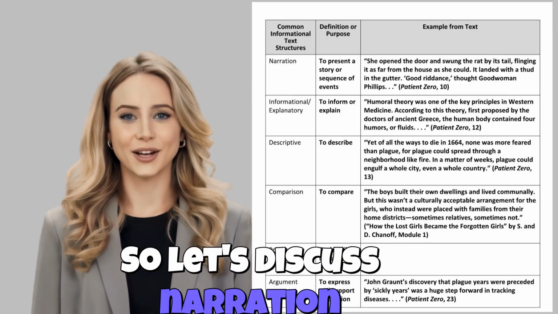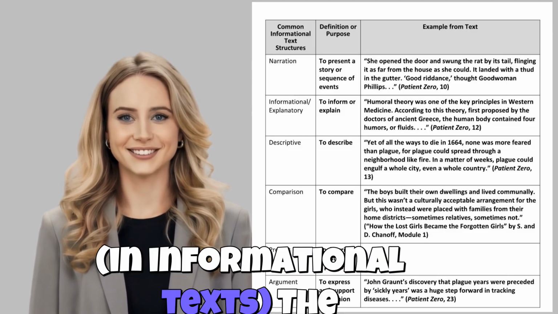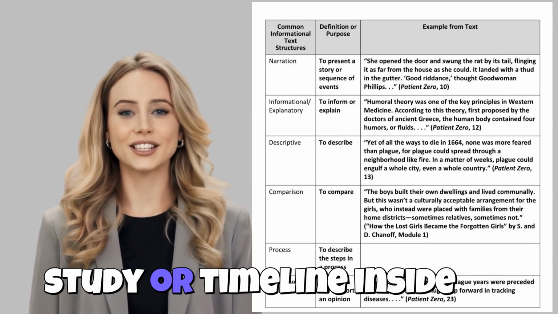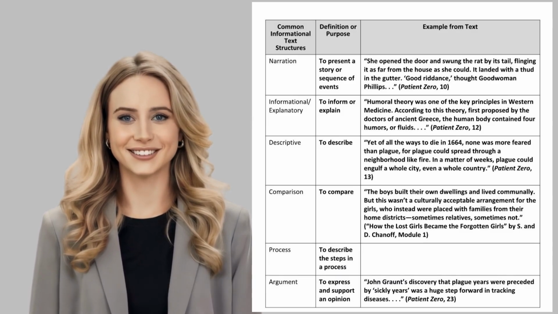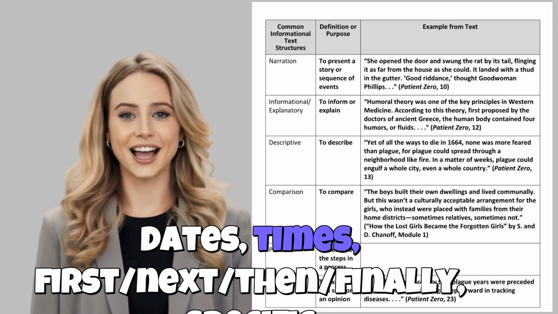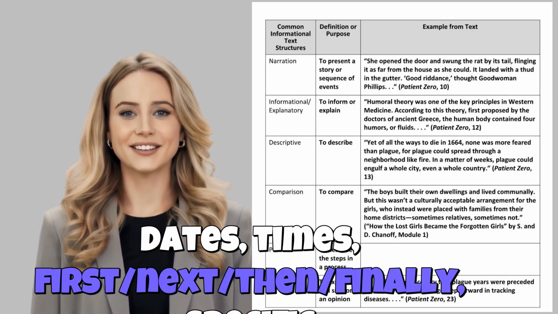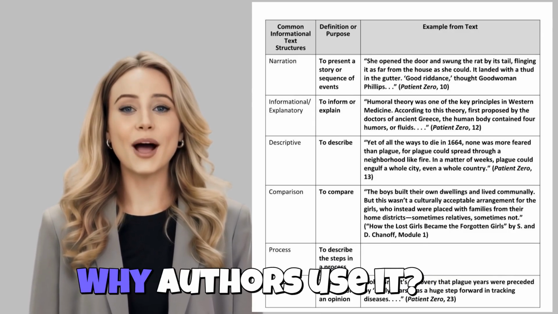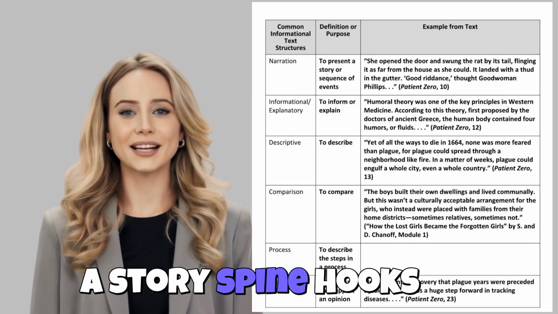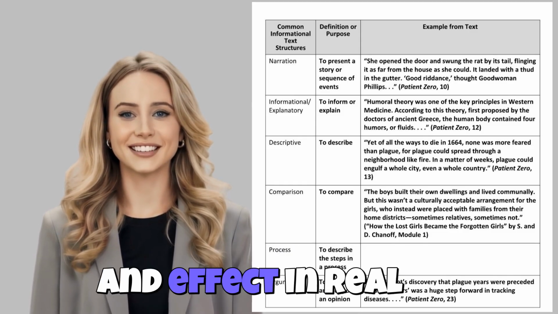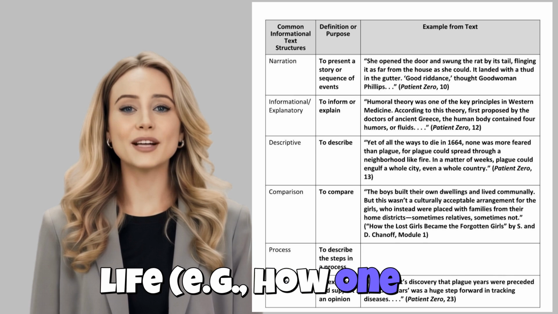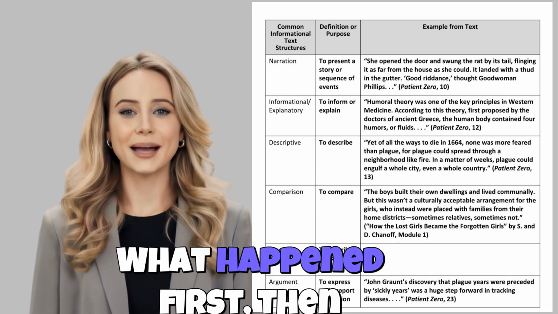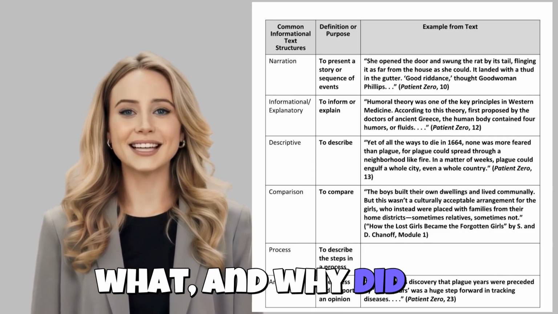So let's discuss narration in informational texts. The purpose is to present a sequence of real events, often a case study or timeline inside a nonfiction piece. How to spot it: dates, times, first, next, then, finally. Specific scenes. You feel time moving forward. Why authors use it: a story spine hooks attention and shows cause and effect in real life, for example, how one contact triggers a chain of infection. A reader will ask, what happened first, then what, and why did that matter?